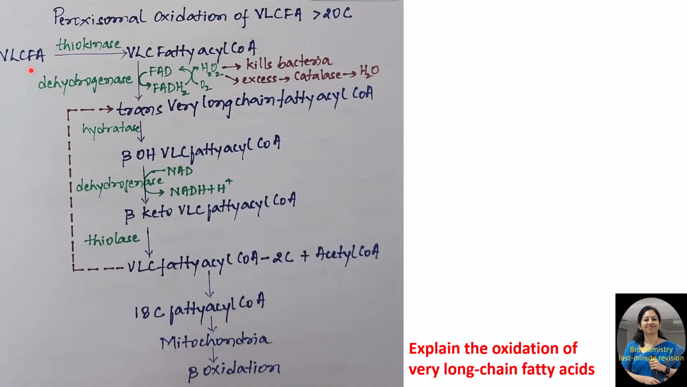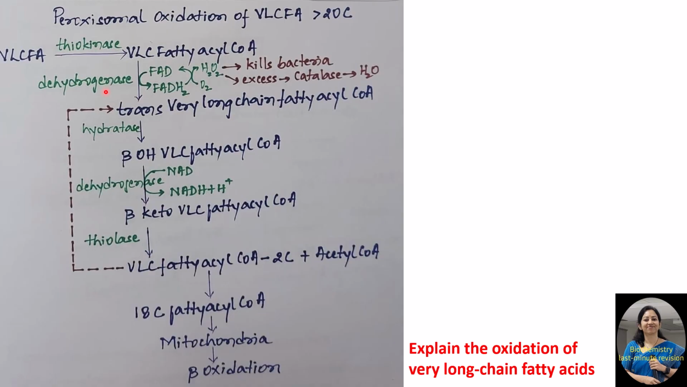Now here they undergo activation with the help of fatty acyl CoA synthetase enzyme or thiokinase to form very long chain fatty acyl CoA. Now this very long chain fatty acyl CoA gets oxidized to alpha beta unsaturated very long chain fatty acyl CoA or trans enoyl CoA, and the enzyme is FAD dependent dehydrogenase.